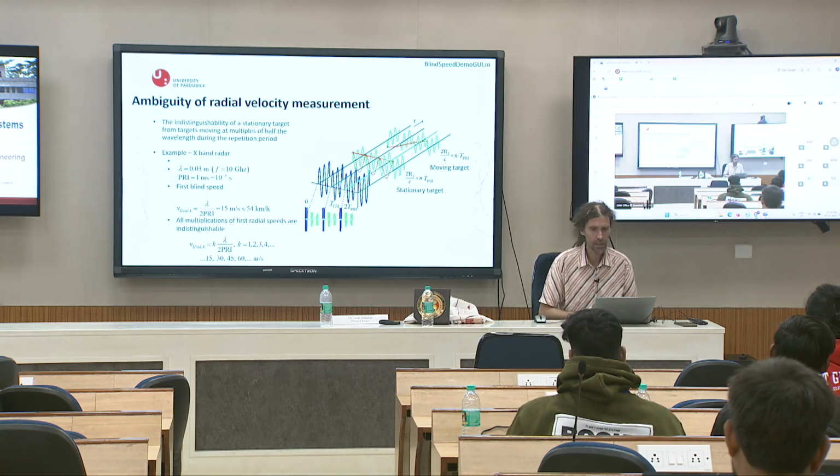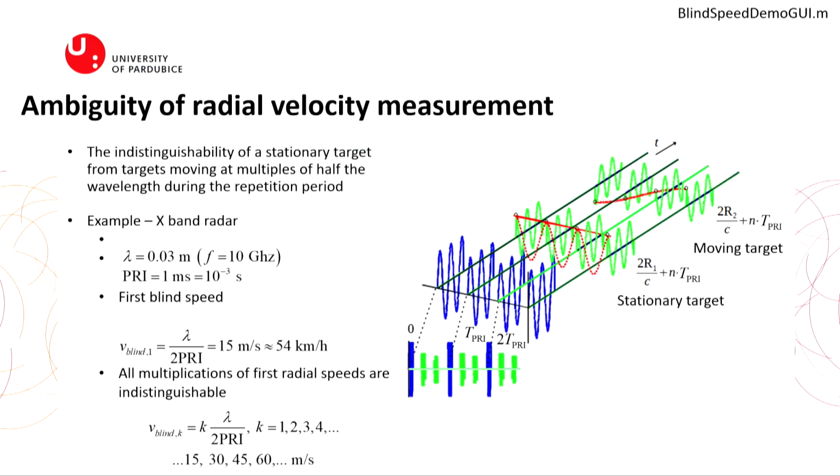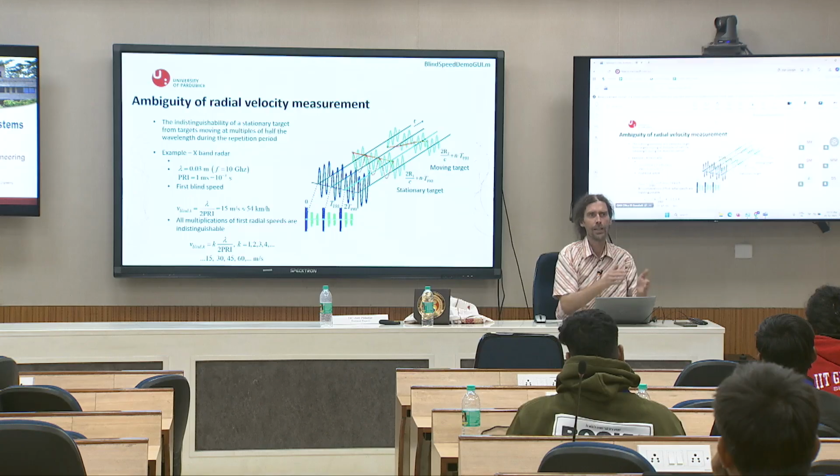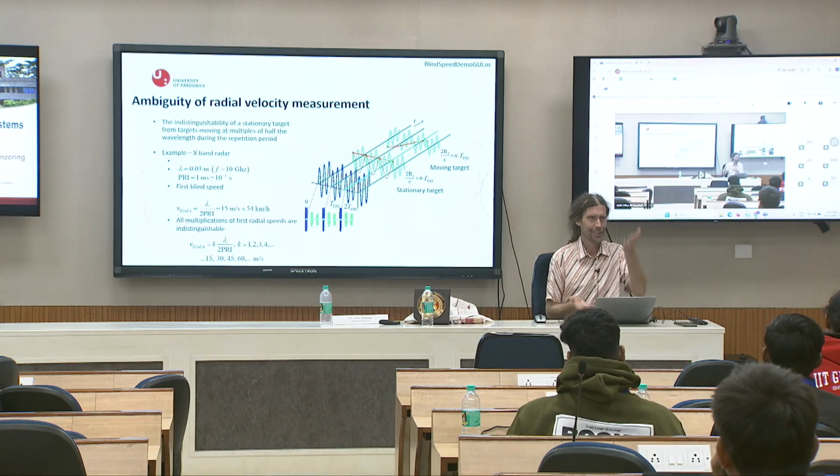And how can I make the blind speed higher? Of course I don't want to detect targets only at 15 meters per second. I want much higher, so I make a higher PRF, which means a shorter PRI. And again we are back. It is the opposite.